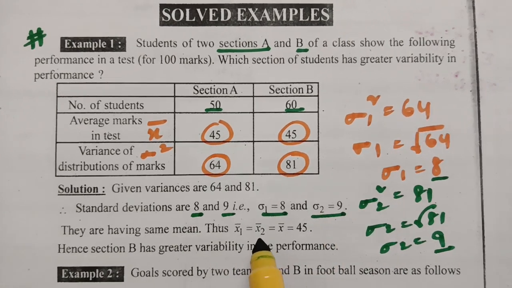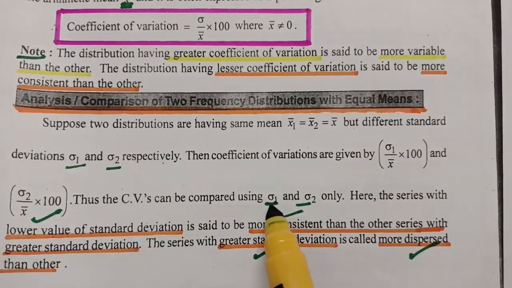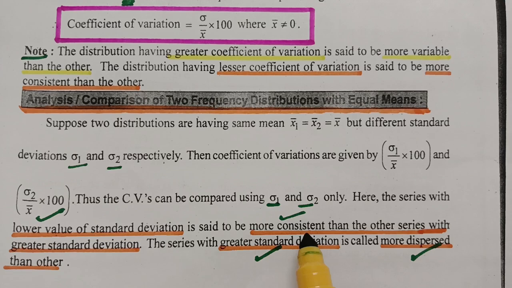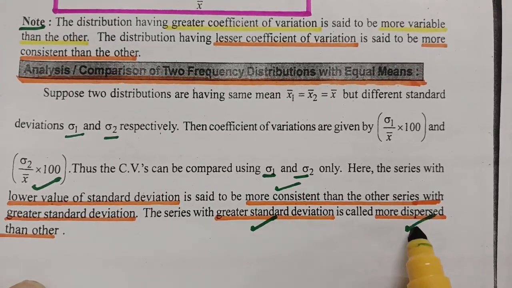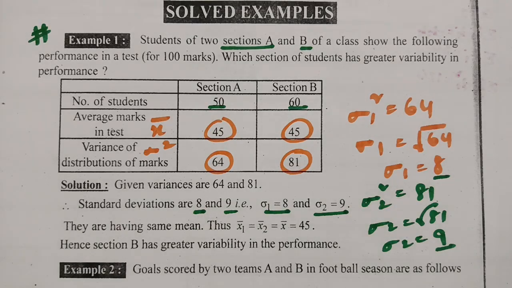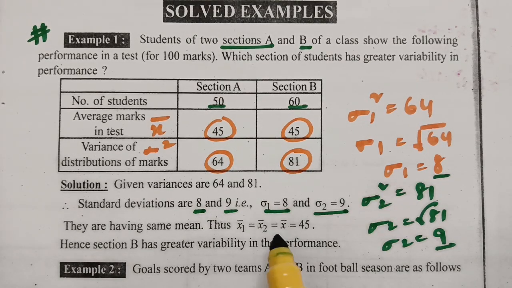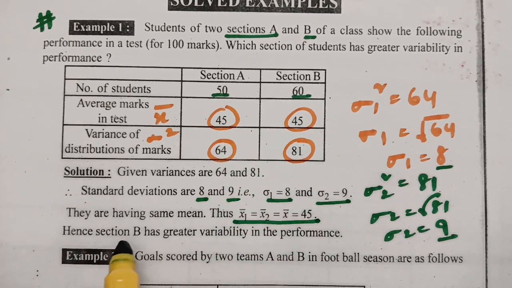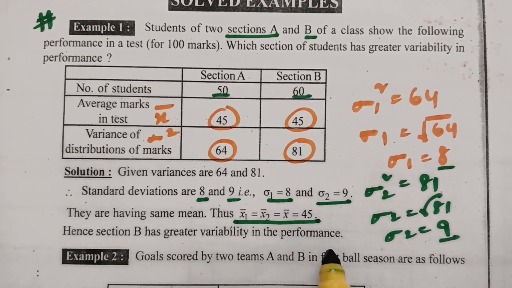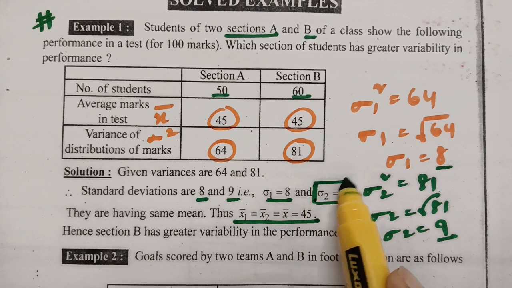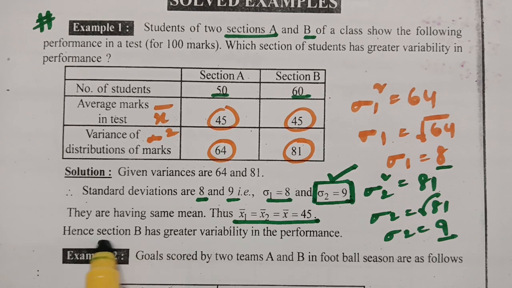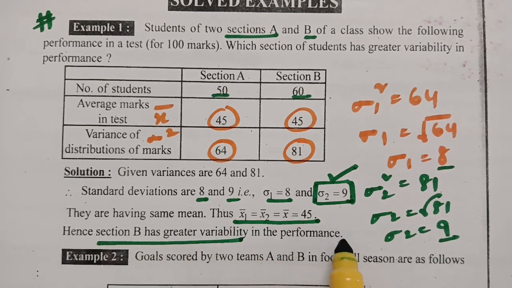So when we have equal means, we have to compare the standard deviation. Lower standard deviation is said to be more consistent, and greater standard deviation is said to be more dispersed than the other. When the mean values are equal as 45 for both the sections, section B has greater variability in performance, because the sigma 2 value is greater. Therefore section B has greater variability in the performance.